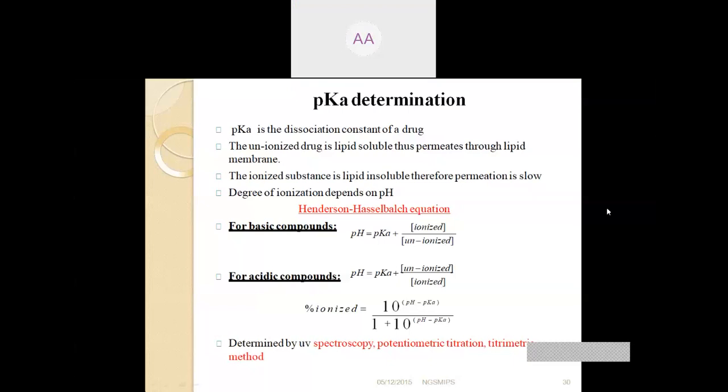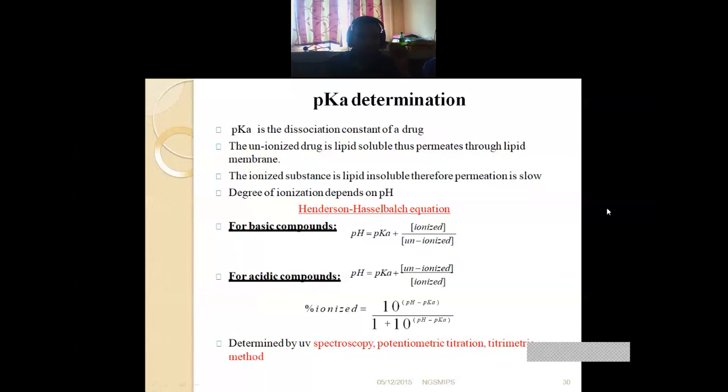So those drugs which are unionized are lipid soluble. Okay. So they can easily pass through the lipid membrane. Those drugs which are ionized are not lipid soluble. They are lipid insoluble. Therefore, the permeation through the lipid membrane is low. Okay. So the degree of ionization depends on the pH of that particular substance. Right.